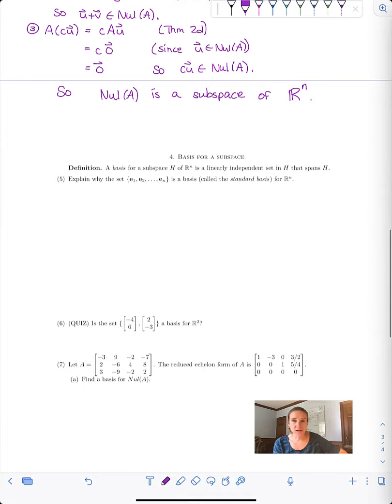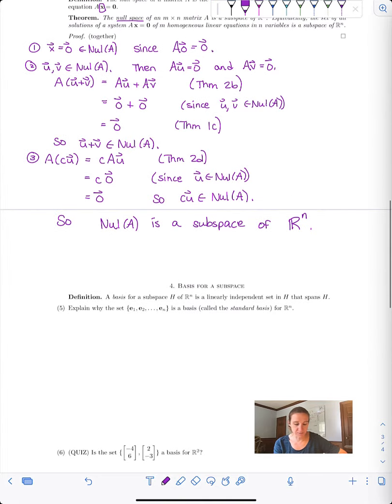Okay, so now let's talk about the notion of a basis. A basis for a subspace H is any set that's linearly independent, which is something we already know how to do, and that also spans the space itself, H. So not the whole space that it sits inside, not the Rn or Rm, but just the subspace itself. Before we get to that, let's do an example that might be a little more familiar.